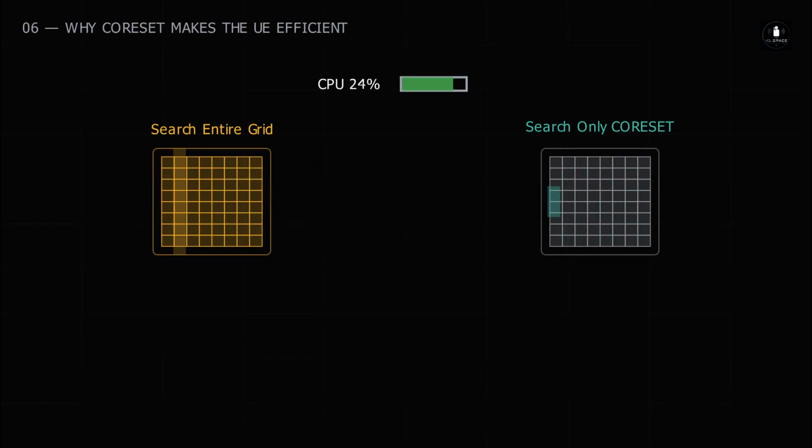Without CORESET, the UE must search the entire resource grid, but with CORESET, it only searches a very small region. Less searching means less processing, lower power consumption, and faster decoding.